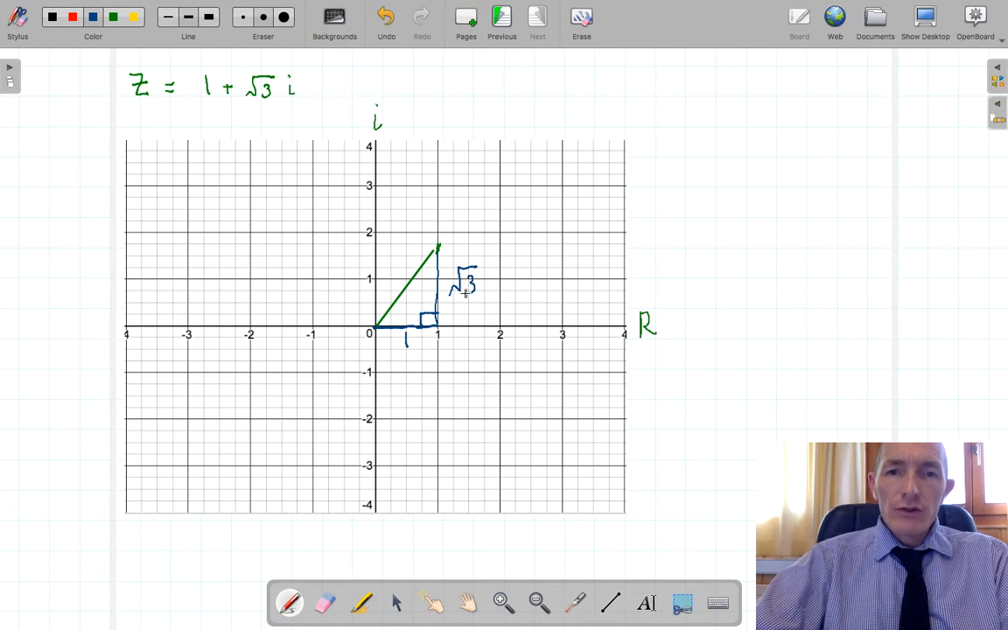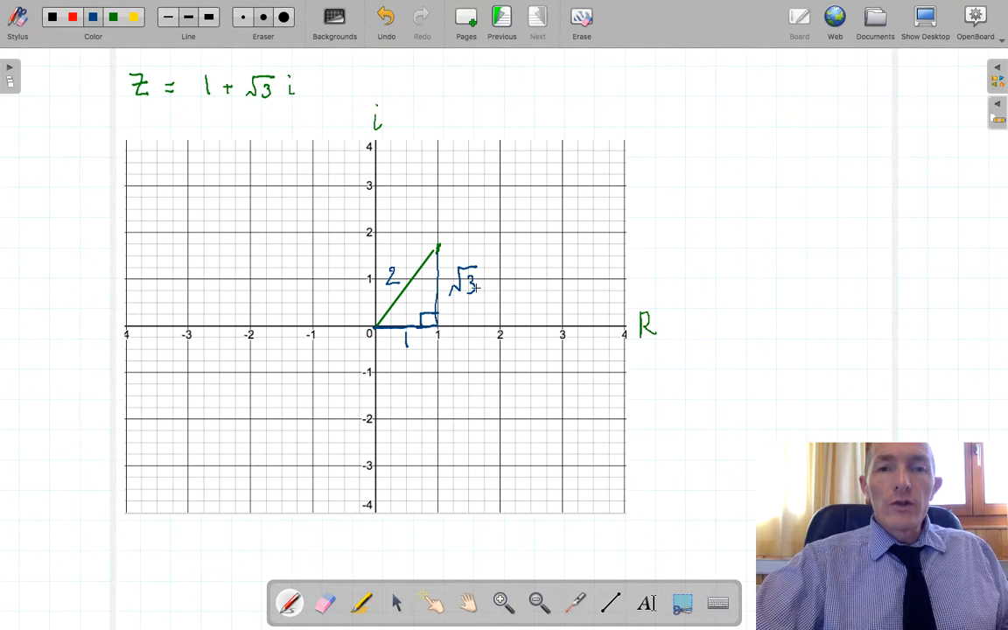So root of 3 squared is 3, add 1 gives me 4, and I'll square root it, so it becomes 2. Now I hope you've seen these sorts of triangles before, the 2, root 3 and 1. So here's my modulus, which is 2. So I've got that, it's got a modulus of 2.